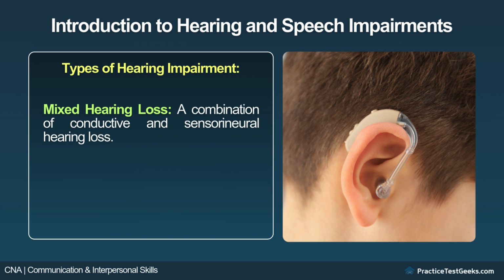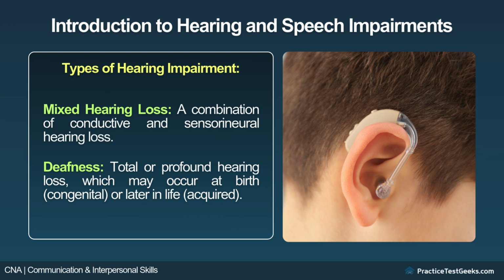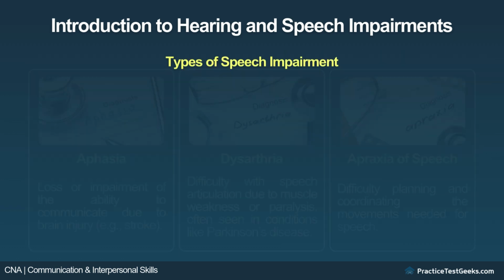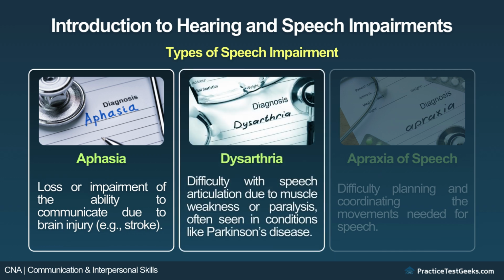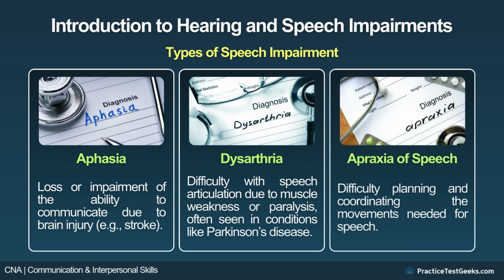And finally, deafness represents total or profound hearing loss, which may be present at birth, called congenital, or acquired later in life. Now let's move to the types of speech impairment. Aphasia is the loss or impairment of communication abilities due to brain injury, such as a stroke. Dysarthria occurs when muscle weakness or paralysis affects speech articulation, often associated with conditions like Parkinson's disease. And apraxia of speech is the difficulty in planning and coordinating the movements required for speaking.